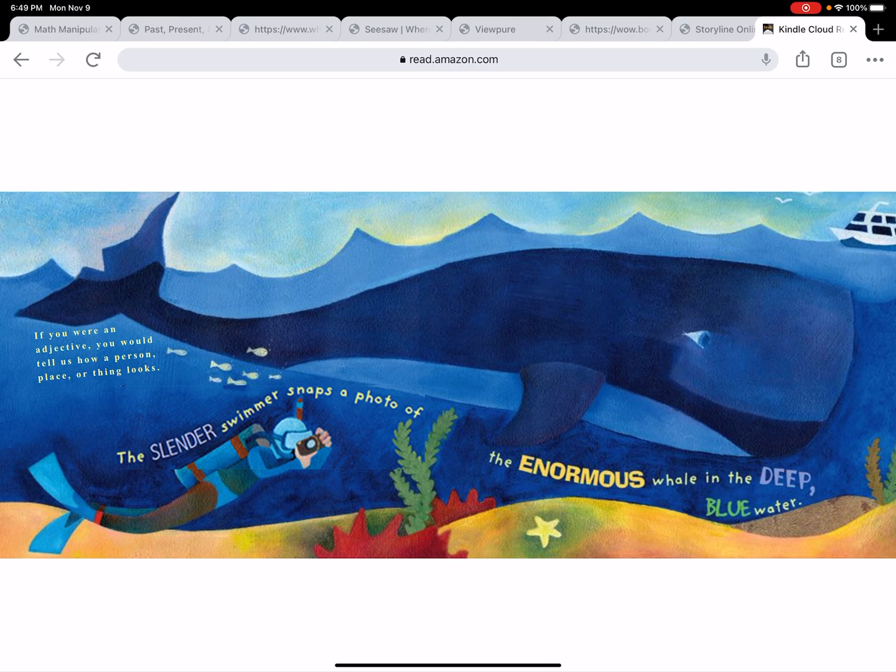If you were an adjective, you would tell us how a person, place, or thing looks. For example, the slender swimmer snaps a photo of the enormous whale in the deep blue water. Slender describes the swimmer. Slender means skinny. So it tells us what the swimmer looks like. And whale is another noun. Enormous is an adjective that tells us what the whale looks like. Enormous means very large.